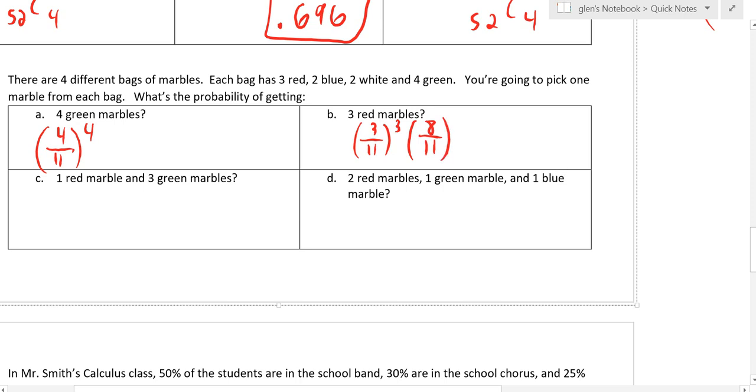So it's red, red, red. There's 3 out of 11 in each bag. That's the probability of getting a red. And then the probability of getting not a red is 8 out of 11. You put that to the 3rd power. No, because we're only doing 1 not red marble. Why would it be 3 to 11 to the 4th? Because we're only getting 3 red marbles.